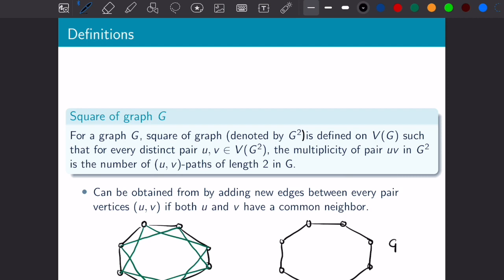So this is how G square will look like. One thing to note is that by adding edges, we are also creating new pairs who have a common neighbor in G square. But basically we don't do anything to them. We only add edges between the pairs of vertices which have a common neighbor in the original graph, that is G, not in G square. This has to be kept in mind.